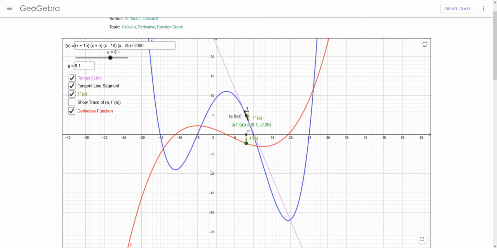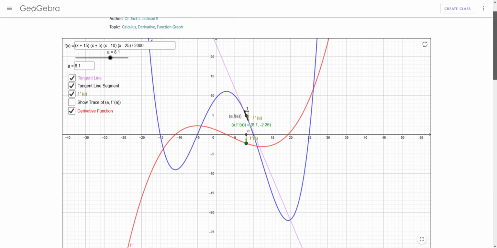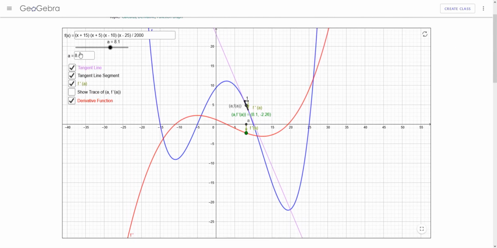So hopefully you can get to GeoGebra and pull this app down for yourself, change the formula, change things around here, examine it, and then take a look at it yourself. And hopefully you found this useful in explaining what the derivative function is.